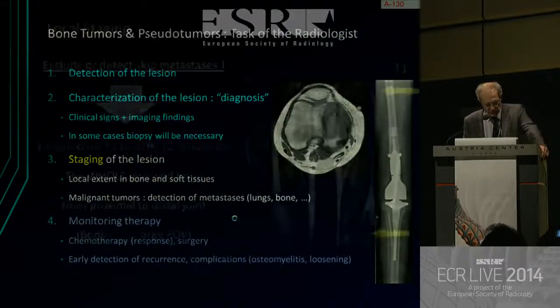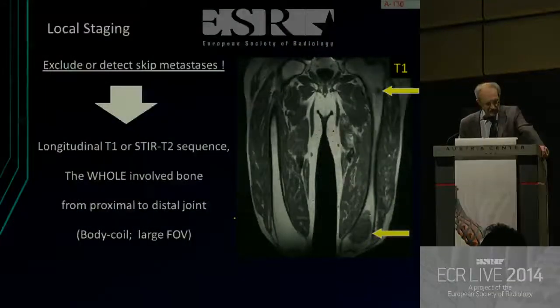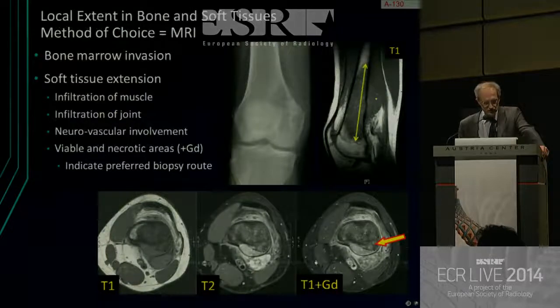So we have to do the staging of the lesion, and you should always perform a longitudinal imaging looking for skip metastasis. And only afterwards you should do the local staging. So here we have a T1 to look for bone marrow extension, and the other axial images, including gadolinium, are necessary to see the soft tissue extension.